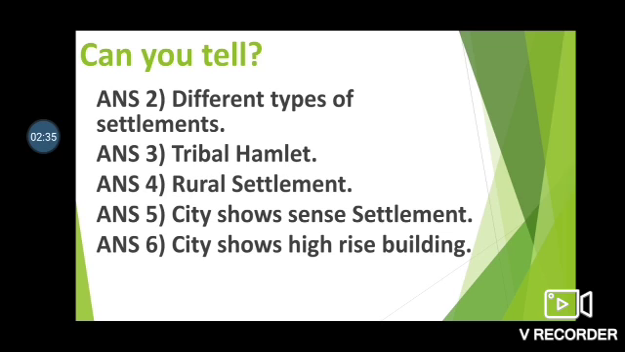Now, arrange the pictures according to the level of development in the settlement. So first comes a tribal hamlet where few people are staying. Then the rural settlement, you can say a village, and the village which is developing into a city is called a town, and lastly comes the city life.